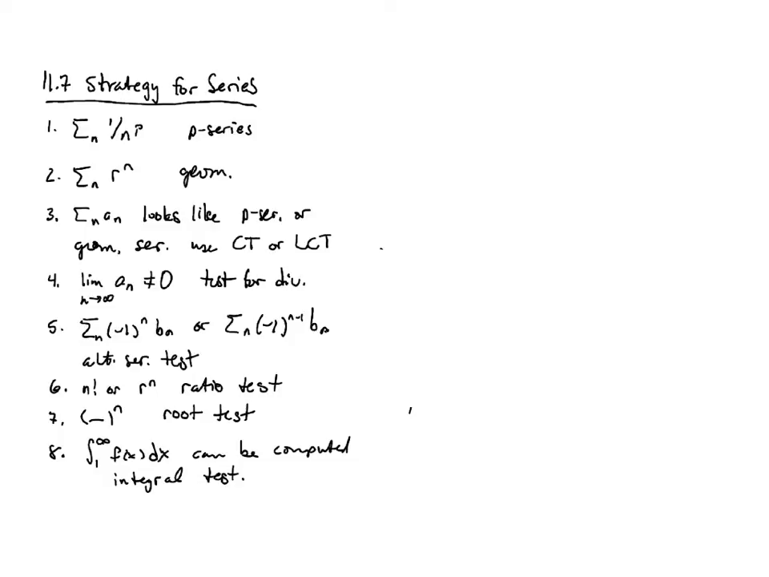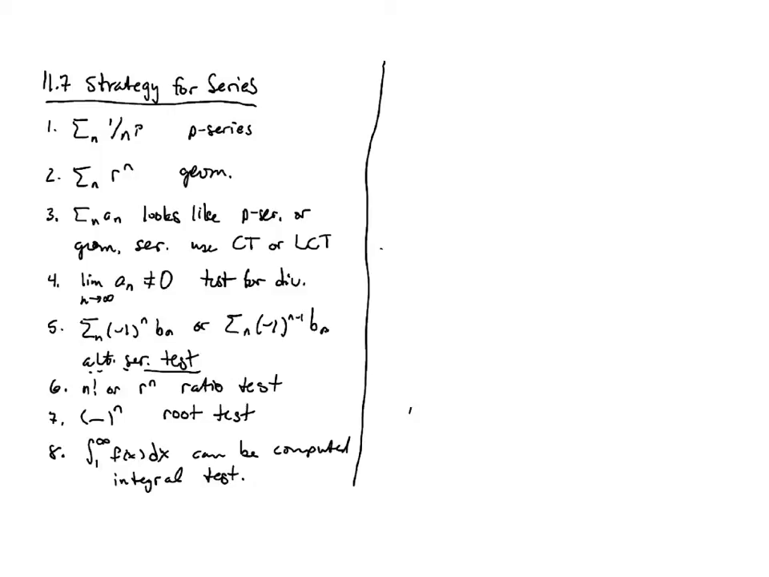And don't forget, and this is really important, that each of these tests comes equipped with a certain number of hypotheses. If you want to use the alternating series test, for instance, then you need to make sure that these b_n's are positive and non-increasing, etc. Okay, so let's look at a couple of examples in this form.